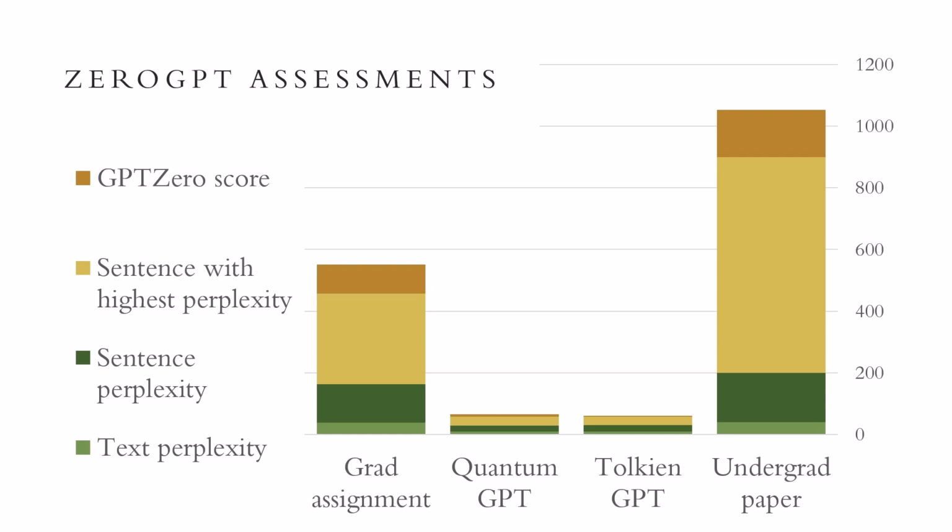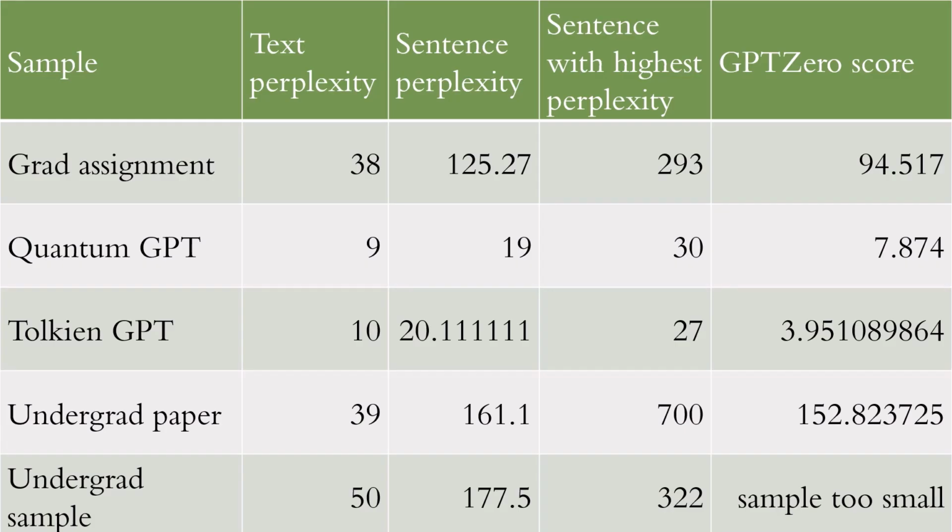Interestingly, the undergrad paper has a lot more perplexity than the grad assignment, which may be a result of the way that undergraduates write, as opposed to someone who's trying to write very clear prose for a graduate class on English education. You can see that there's a huge difference between the two papers on the outside that were written by a human being versus the two AI-generated texts in the middle.